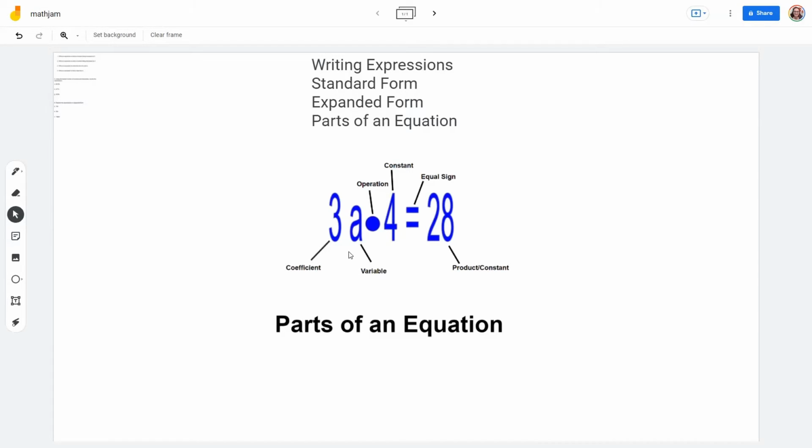Because if we look at our 3 and our A, that's our coefficient and our variable, those two have the potential of changing because of this variable right here. But this 4 and that 28, they're always going to be the same. That 28 is also sometimes called the product. All right, and in between the 4 and the 28, we have our equal sign. So those are the parts of our equation.